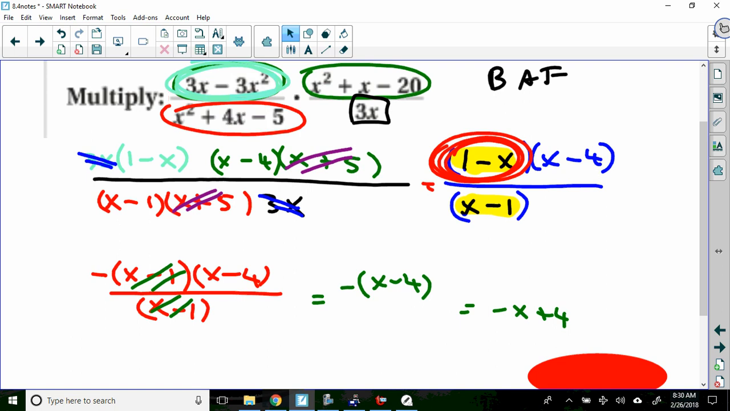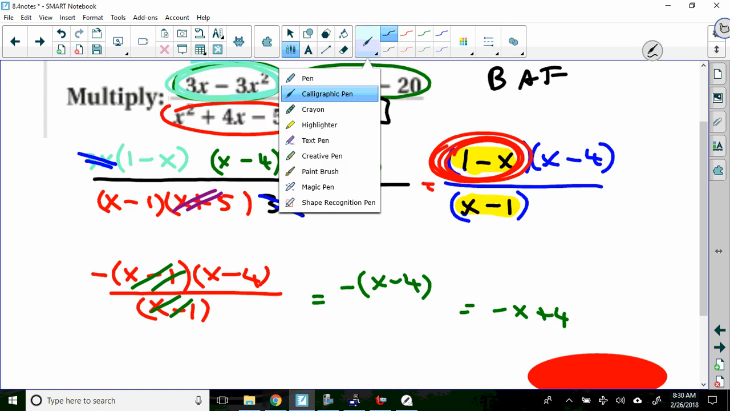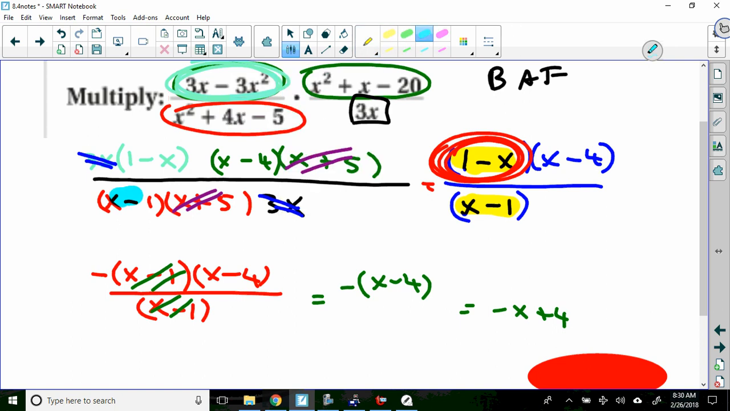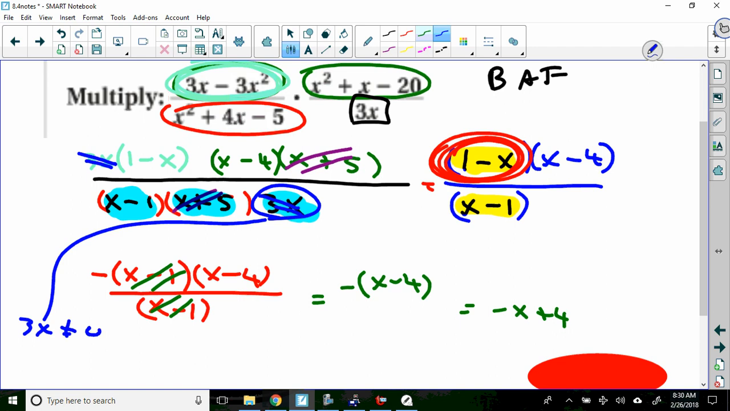Is the 0 there because it's not factored out? When we're looking at the restrictions, right here, if we look at the factored form, that's probably the best way to look at the restrictions. That tells us x can't equal 1. This tells us x can't equal negative 5. This is where the 0 comes from. Yeah, from the 3x. Because 3x can't equal 0, that's where x can't equal 0 comes from. Okay.